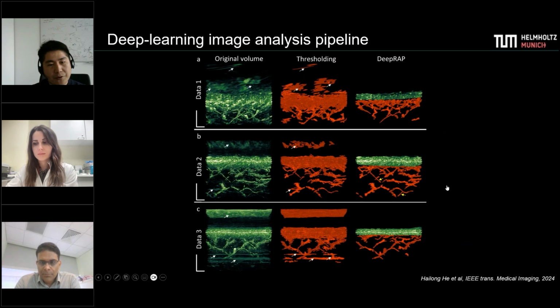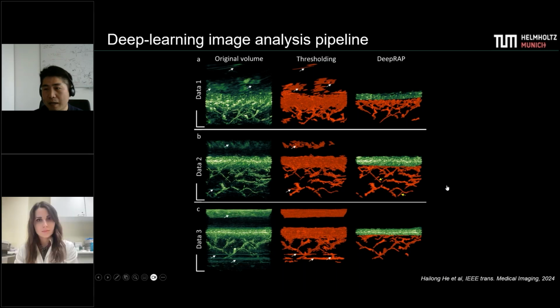And then the segmentation comparison of the various RSOM data between DeepRAP and the conventional thresholding-based method is shown in these images. The first column depicts the original RSOM volumes with strong reflection artifacts marked by white arrows, which appear in the region above the skin surface and in the lower dermis, mixed with the vasculature. Since the contrast of the reflection artifacts is similar to the RSOM features, the threshold approach cannot separate these artifacts well; they cannot be completely removed. But with the DeepRAP method, we can easily separate these artifacts as shown in the third column.